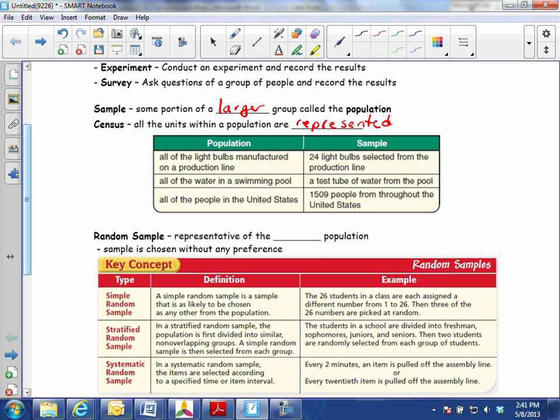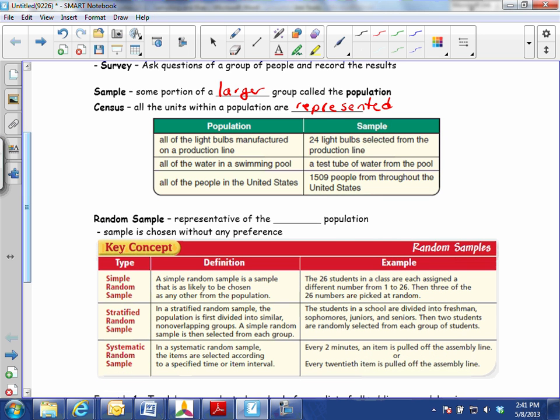And then a couple of examples here. The population, the whole thing, is all the light bulbs manufactured on the production line. A sample would be just 24 light bulbs selected from that production line. So a sample is just a little bit of the whole thing. Any questions on that yet?